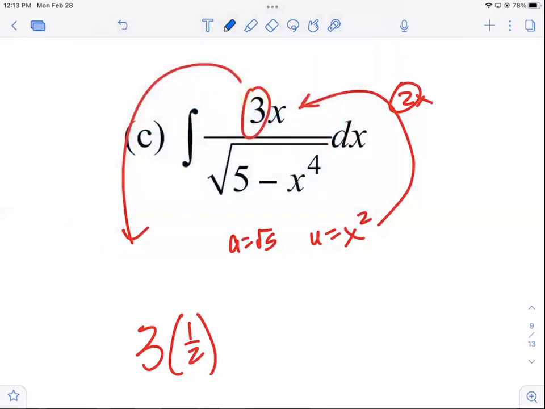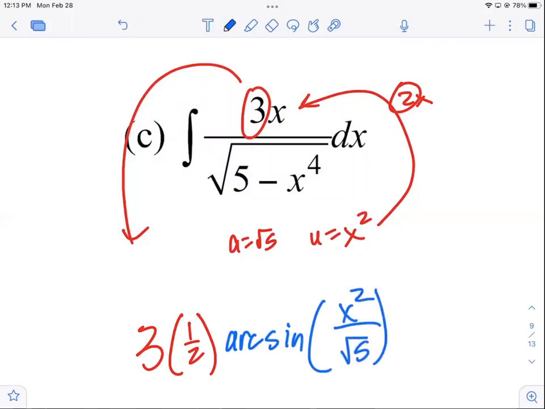Arc sine. Good. Now, here's the question: does arc sine have a 1 over a built into the rule? No. Very good. Very confidently. It doesn't just flow off the tongue, right? Sometimes it gets stuck. No, 1 over a is not there for arc sine. It's the only one. So we go straight to inverse sine of u over a, x squared over the square root of 5, and then plus c. And there it is.